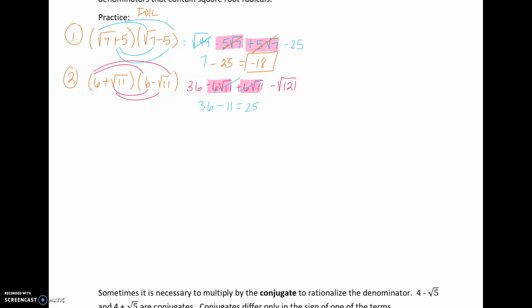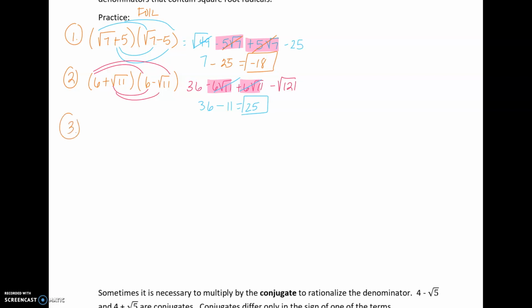So we get 25. Okay, so these you can think of as the difference of squares, where basically you're just squaring the first and you're squaring the last. And I'm fine with you doing it that way. I don't need you to do FOIL all the way out. I just wanted to remind students who may have forgotten how to do that. But essentially you're just squaring the first and the last and then combining from there.